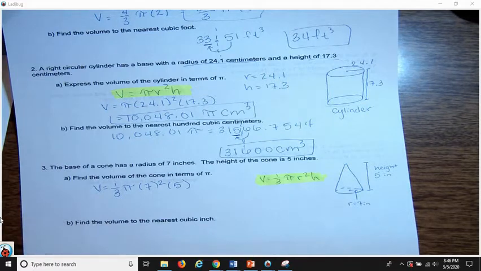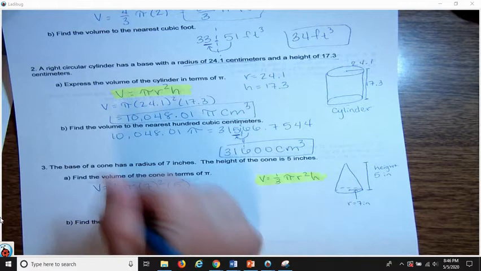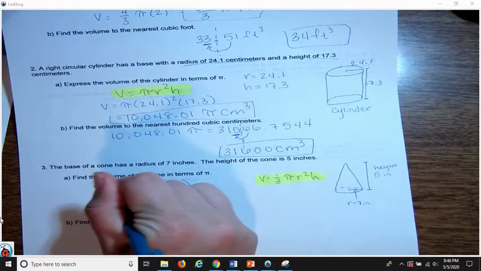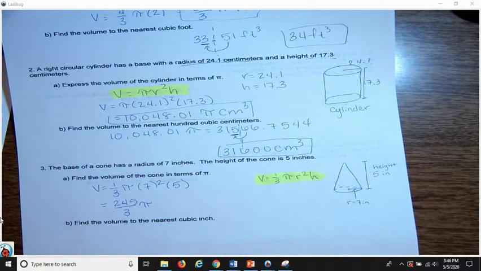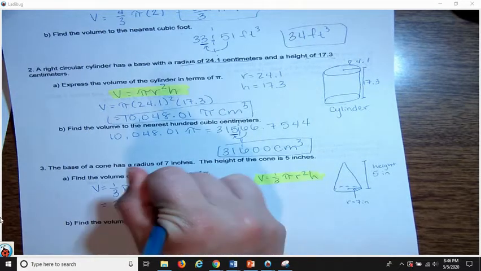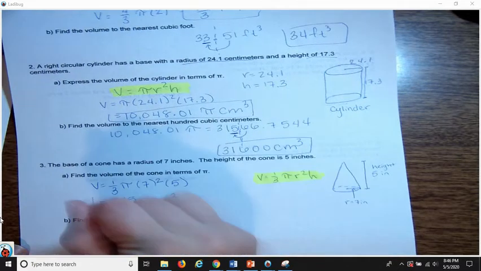And then we divide that by 3. So I'm just going to leave it as a fraction. 245 over 3 pi is what we should get right there. And then our units were in inches, so this should be in inches cubed. Okay, so this is my final answer for part A.